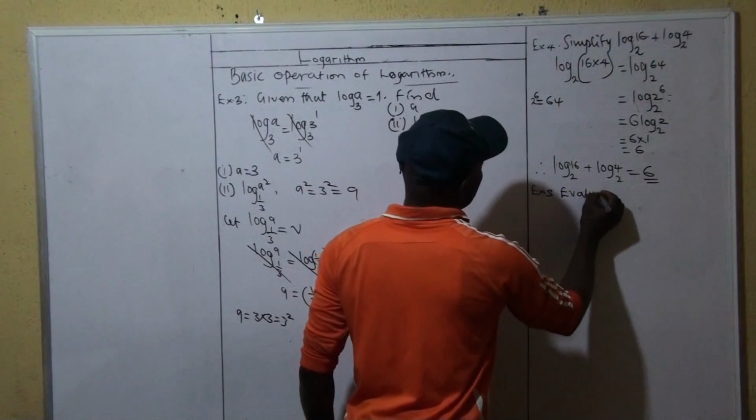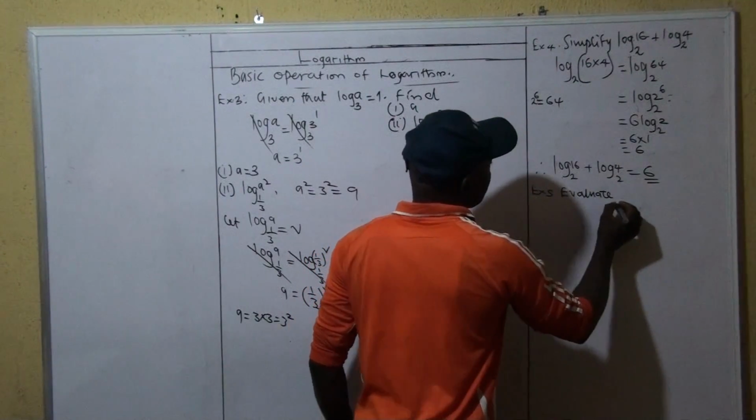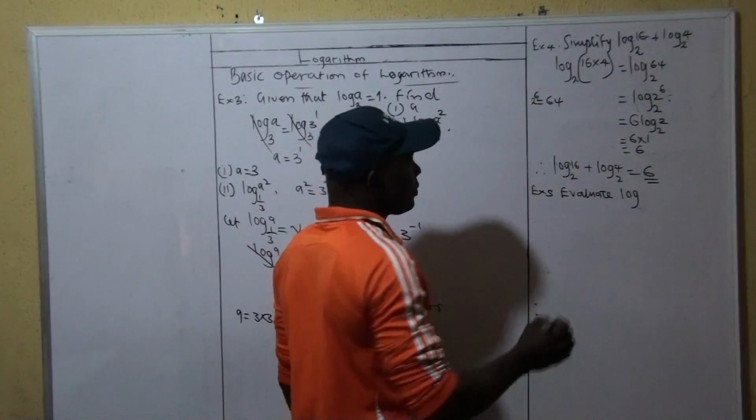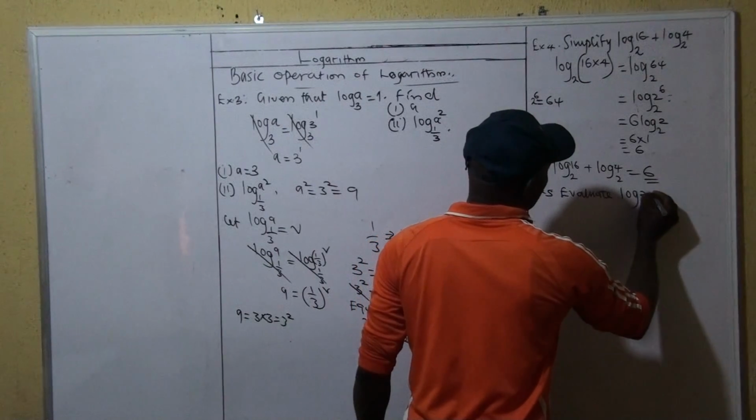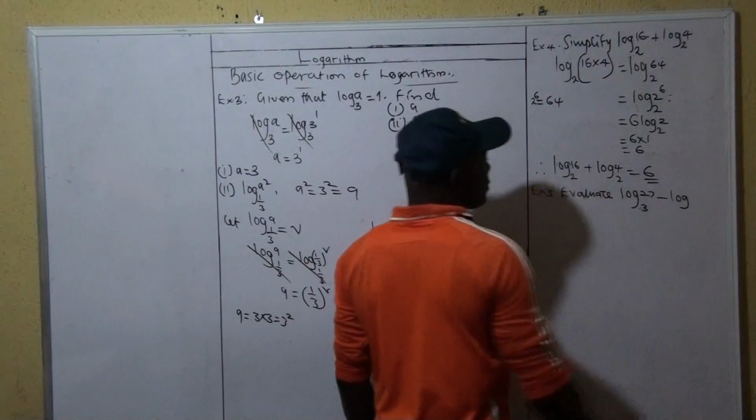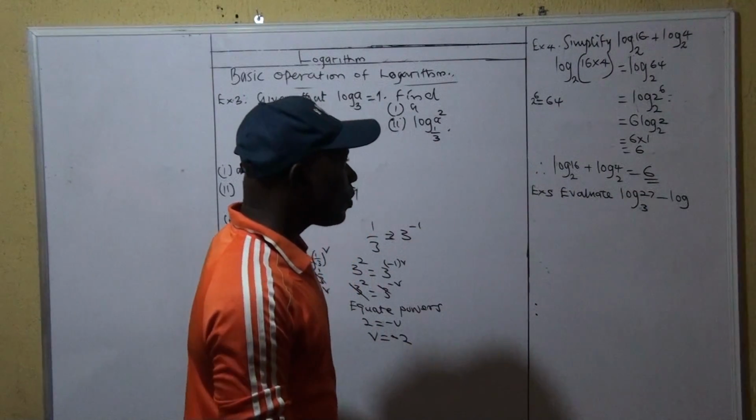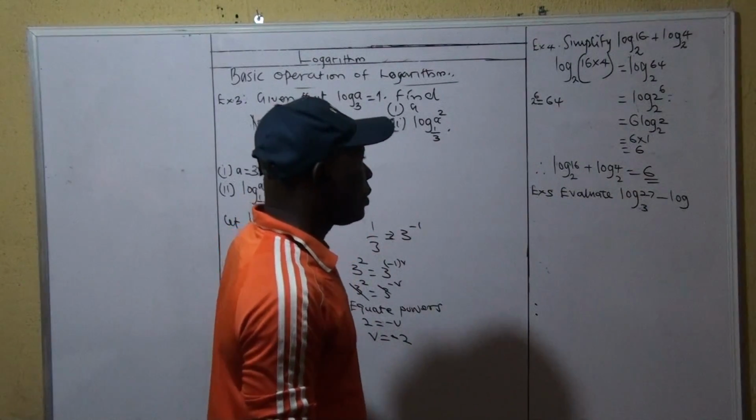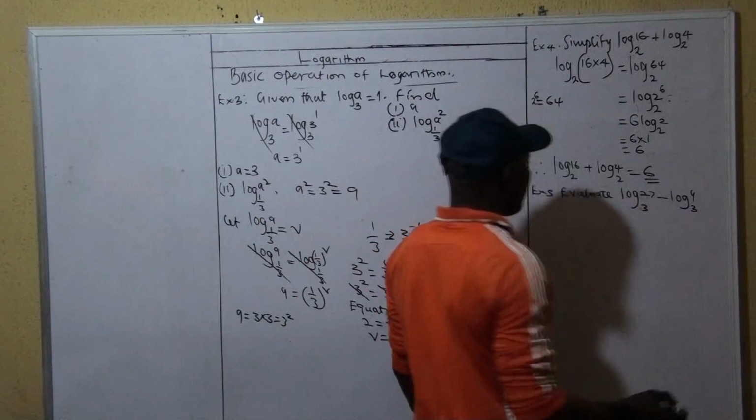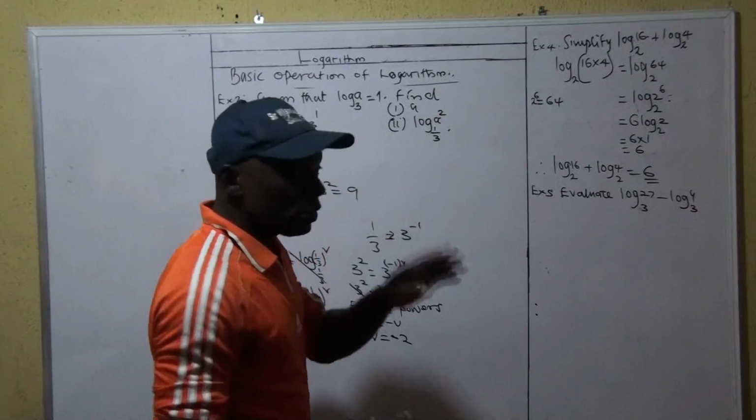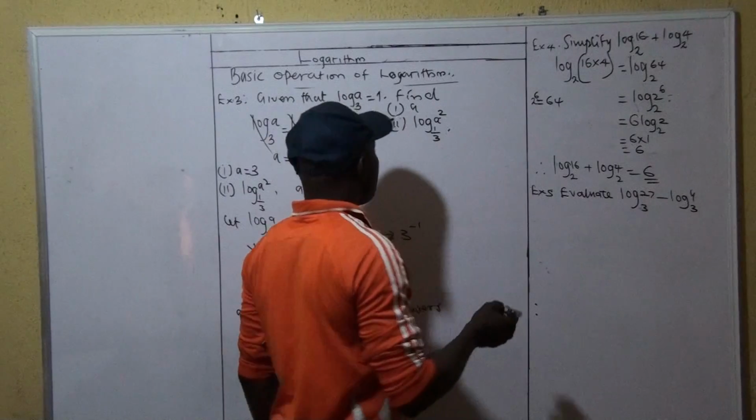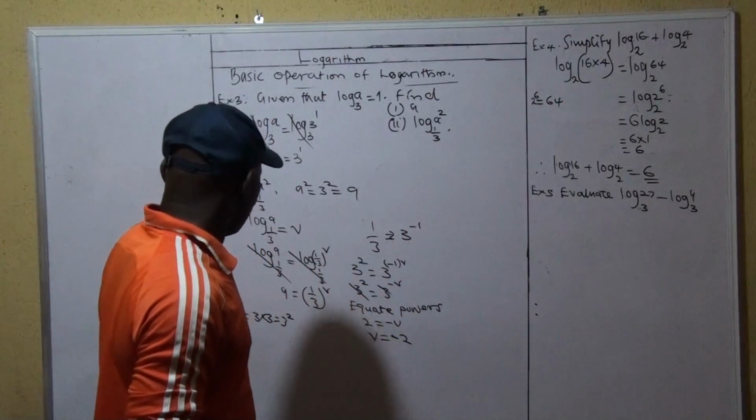Evaluate log base 3 of 27 minus log base 3 of 9. So we should evaluate this. I'm just looking at the basic effects. I'll go into the technical ones later.